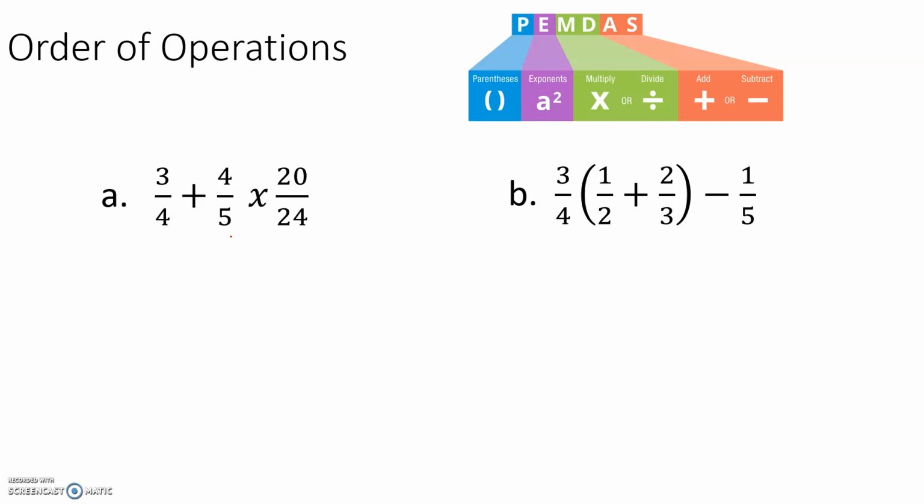So the first thing I'm going to do is 4/5 times 20/24, which equals 4 times 20 over 5 times 24. All right, I can cross cancel because I have common factors. For 24 and 4, my common factor is 4. 4 divided by 4 is 1. 24 divided by 4 is 6. For 20 and 5, it's 5. 20 divided by 5 is 4.